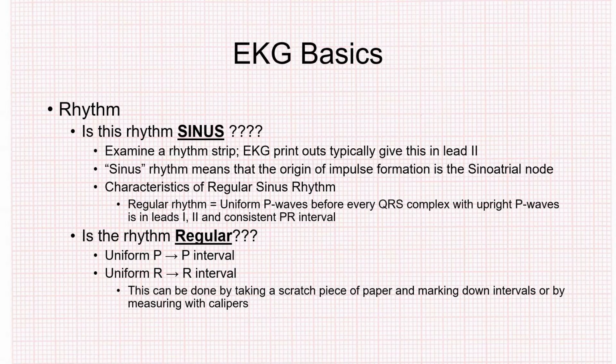Some characteristics of sinus rhythm would be a regular, uniform P to P interval, as well as a regular, uniform R to R interval. There's going to be a uniform P wave before each QRS segment, with upright P waves in leads 1 and 2 with a consistent PR interval. So these are all things that scream normal sinus rhythm.